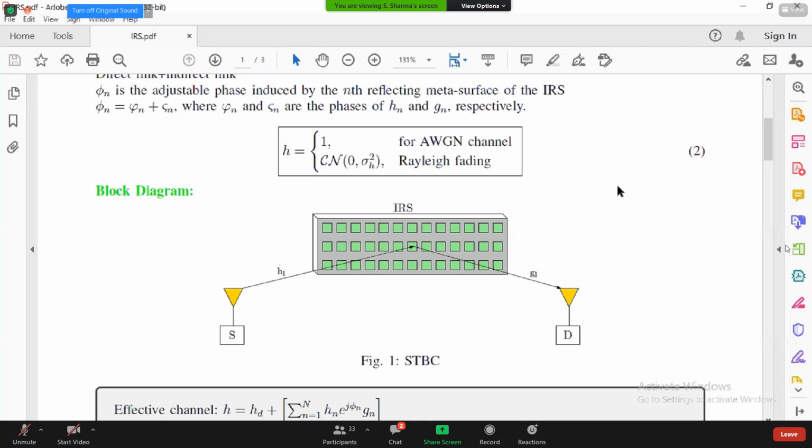So the whole intelligent reflecting surface you can divide into multiple surfaces, like this green color is representing one surface, the second surface, and so on. These surfaces can be made independent of each other, and the signal can be reflected from each. This is the channel gain between source and IRS, H1, and this is the channel G1 from IRS to destination. I'm considering that the direct path between source and destination is blocked, so no direct path exists.